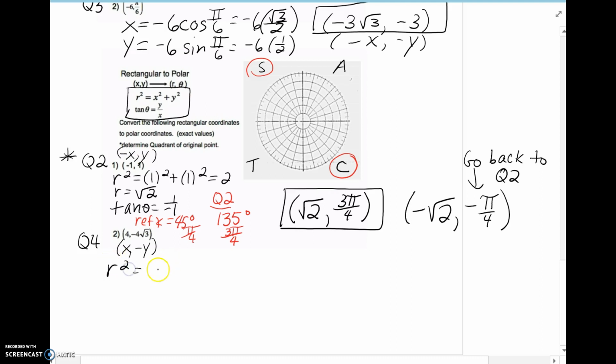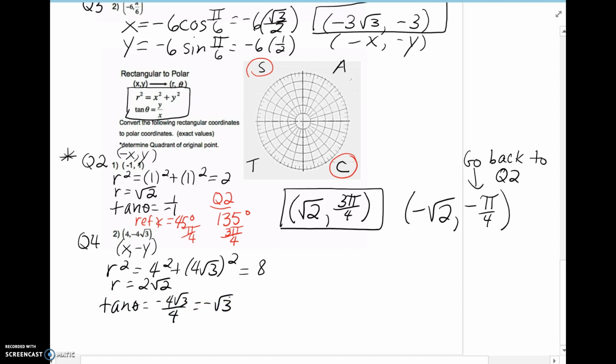So once again, we're going to do our radius squared, 4 squared plus 4 root 3 squared. Notice I didn't put the negative in with that. For this, we get that equal to 8. Now 8 does break down into 2 root 2. So you do want to make sure you always simplify your radicals here. And then tangent theta is equal to negative 4 root 3 over 4, which is negative root 3.